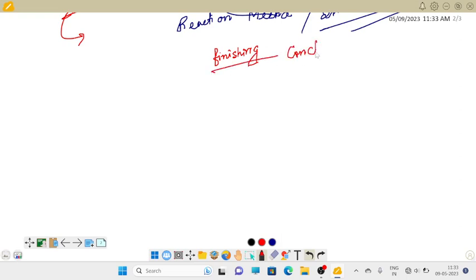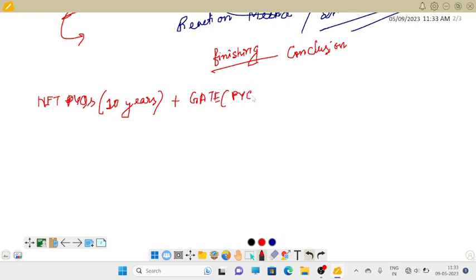The conclusion I want to give: who already started, first solve NET PYQs, at least 10 years. Then if you already finished, start GATE PYQs. Sometimes GATE PYQs are repeated. Then if you finish this, first revise once, then do test series.